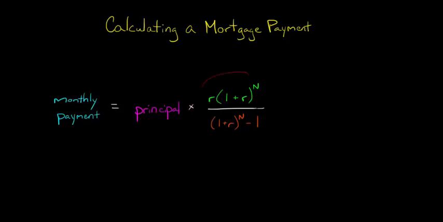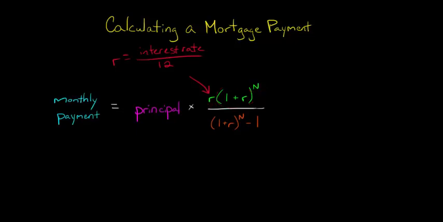In the numerator, the top of this fraction, we've got R. This R is going to show up several times. This R is the interest rate that you're paying. The APR, the annual interest rate, we have to divide by 12. Why? Because we're making monthly payments. So we take R, the interest rate divided by 12, and we multiply it by 1 plus R to the nth power.